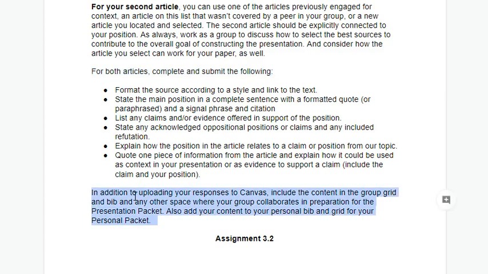In addition to uploading your responses to Canvas, include the content in the group grid and bib and any other space where your group collaborates in preparation for the presentation packet. Also, add your content to your personal bib and grid for your own personal packet.